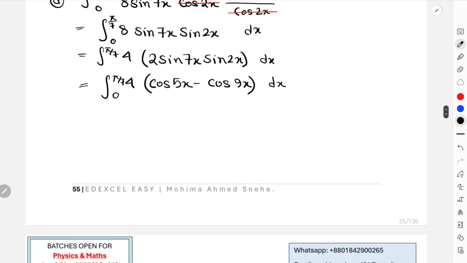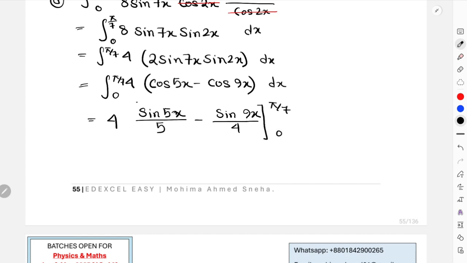Obviously 4 over here cannot be integrated, so I'll just take 4 out of the integration sign, and when you integrate cos 5x, cos is positive, cos will remain positive, so it becomes sine 5x over 5, and then sine 9x over 9, and within the boundaries of pi by 7 and 0.